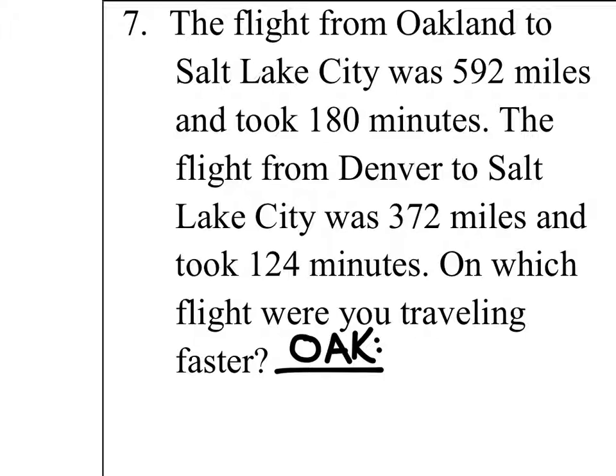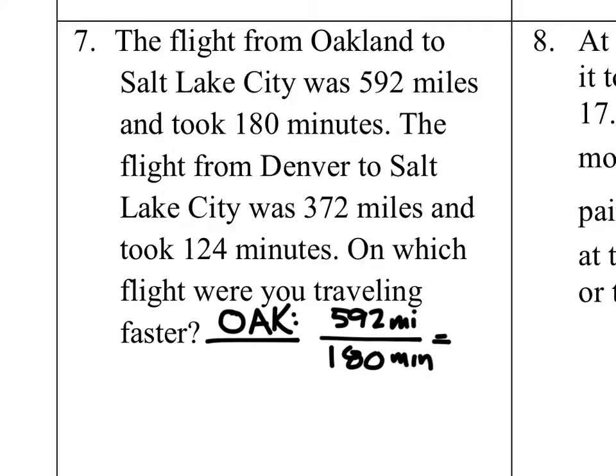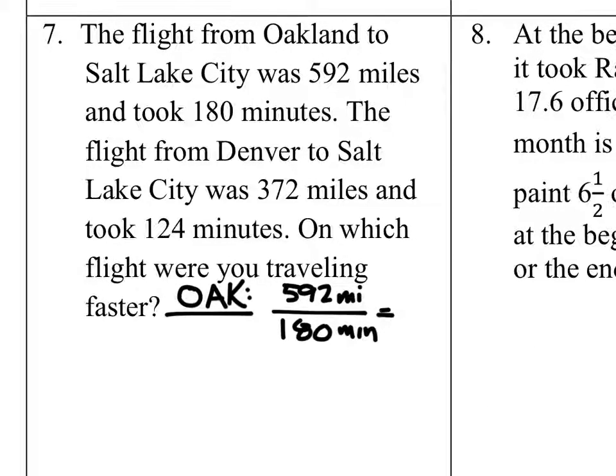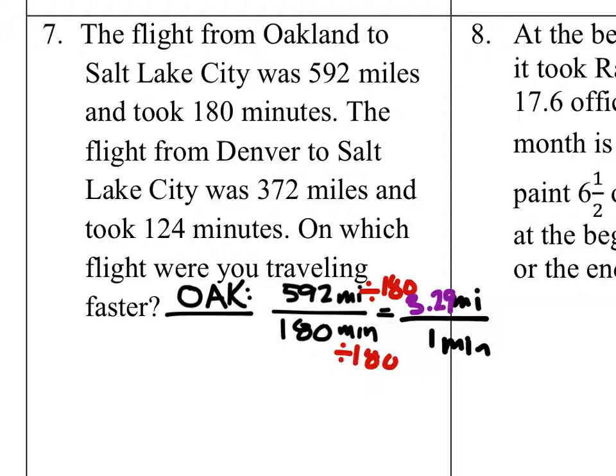So good old Oaktown, it took 592 miles to go in 180 minutes. So how many miles is this in 1 minute? Well, we'll divide both these by 180. And how many miles is that then? So that's 3.29 miles, rounded, in 1 minute.